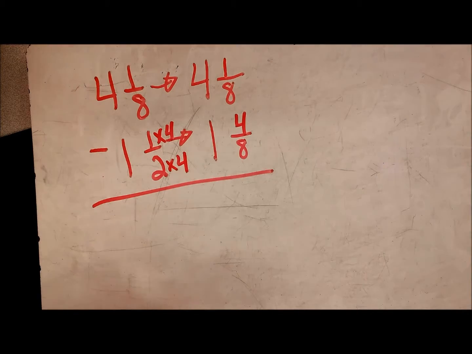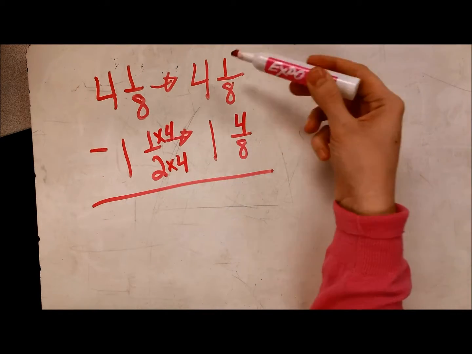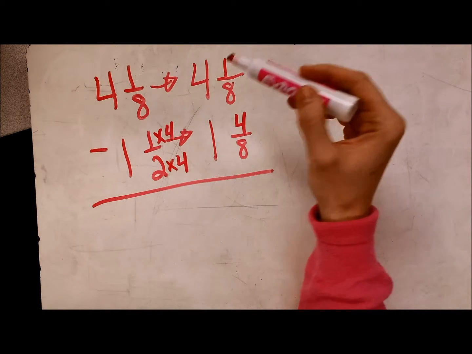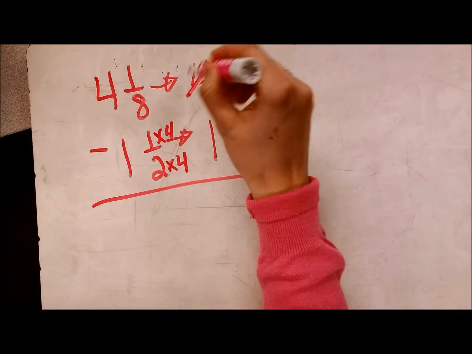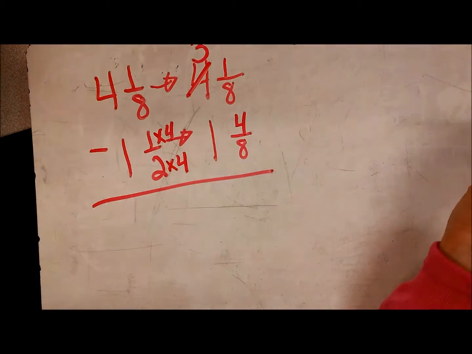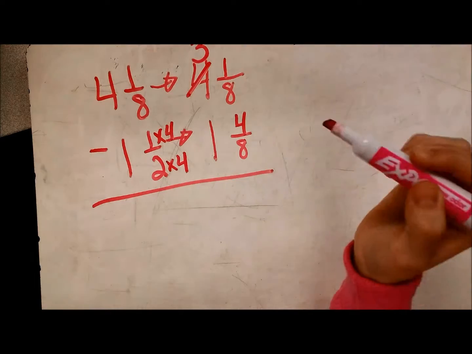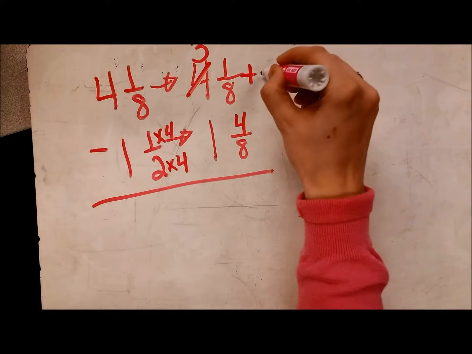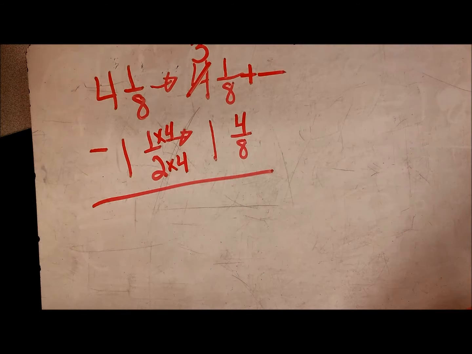Now we come to our borrowing. You cannot take a 4 out of 1. You don't have 4 to give me. So you have to go next door and borrow from your whole number and make it a 3. You're borrowing a whole, but it has to look like a fraction. So you're going to add the fraction over here.